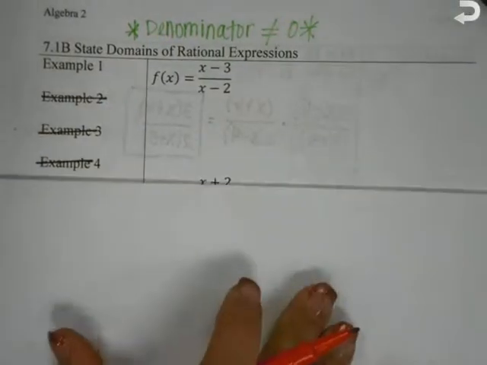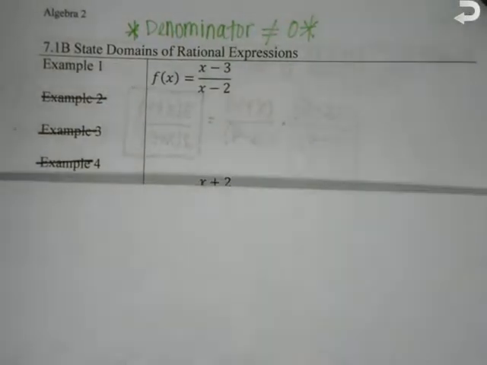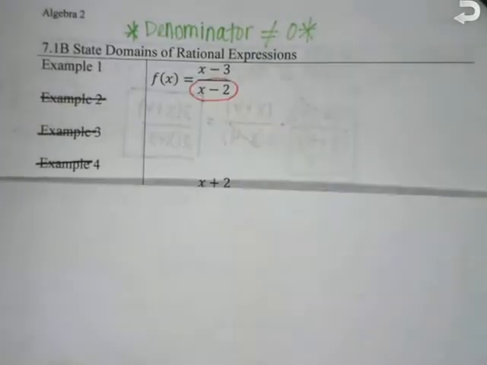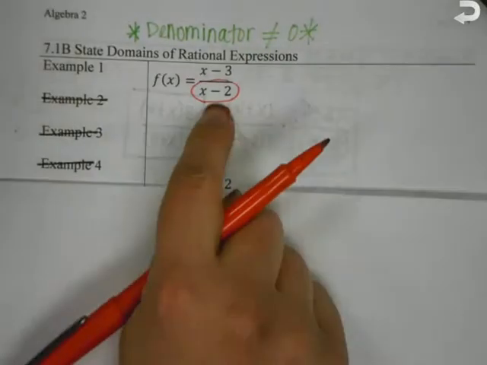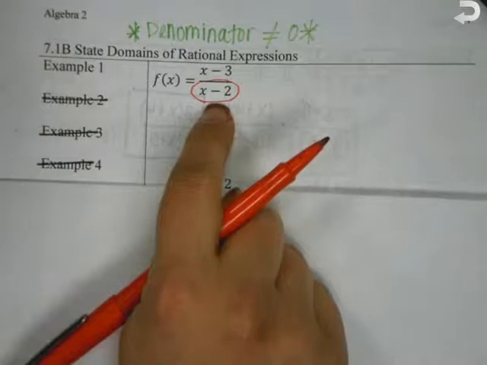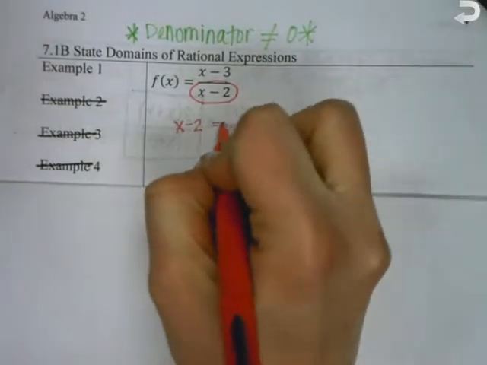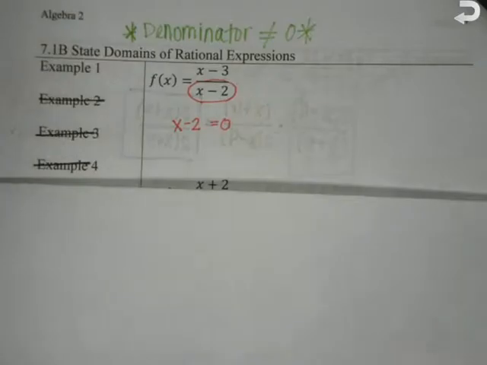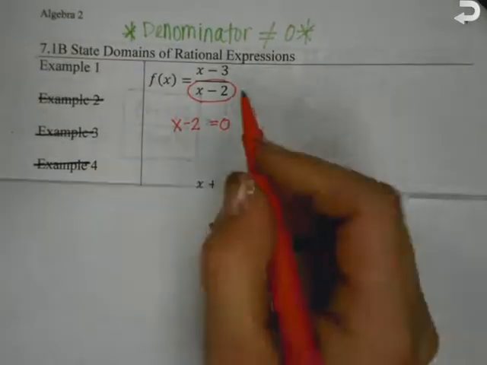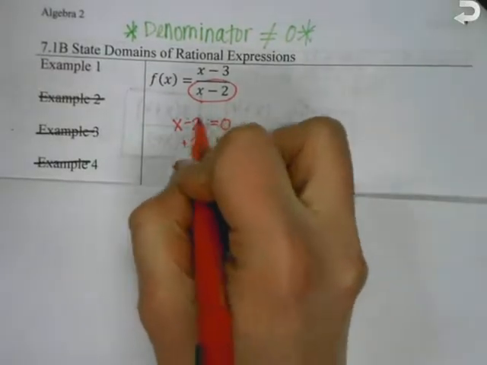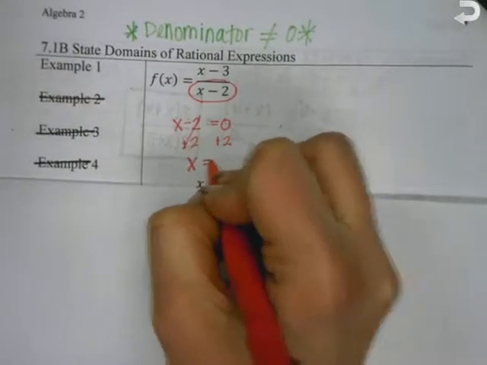So if I cannot have 0 in the denominator, we're only concerned about what will make that denominator 0. So we're only going to work with x minus 2. So we set up that denominator, x minus 2 equals 0. We're looking for what x is going to make that 0. And then how do we solve? We add 2 to both sides, and we get x equals positive 2.